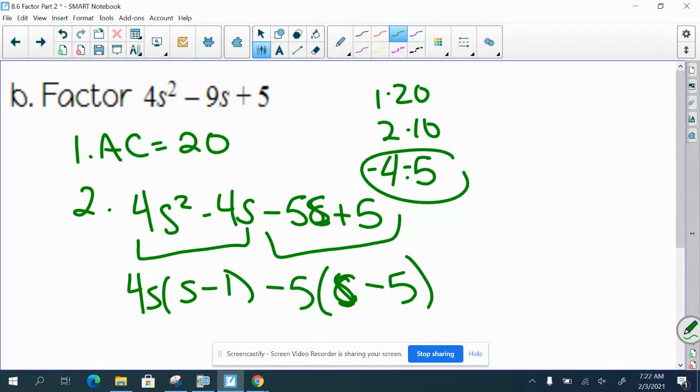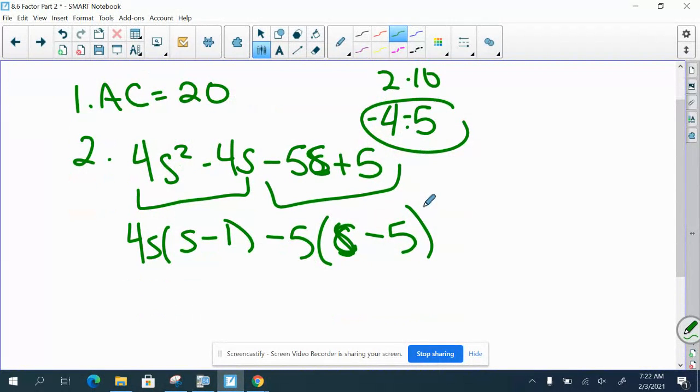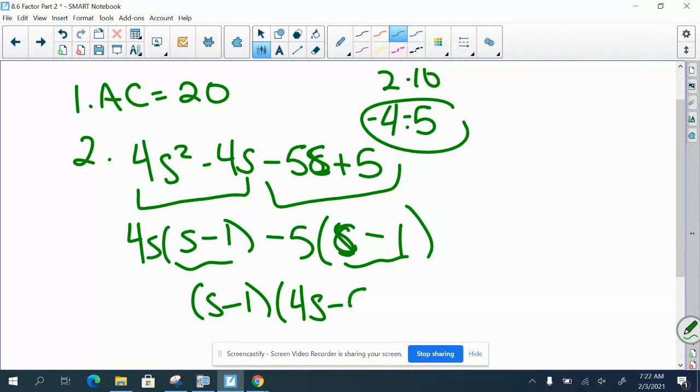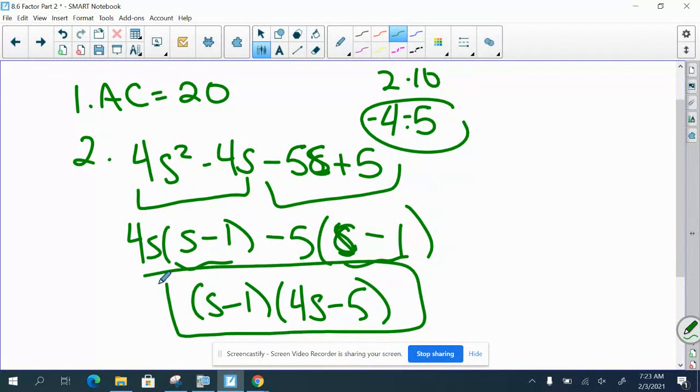All right, so now I'm gonna pull out, sorry guys, this is a 1. I said that, but I wrote down a 5. So now I'm gonna pull out the s minus 1, and then times 4s minus 5. And I believe if you did this the other way, like if you wrote negative 4s and 5s, you would get the same thing here.